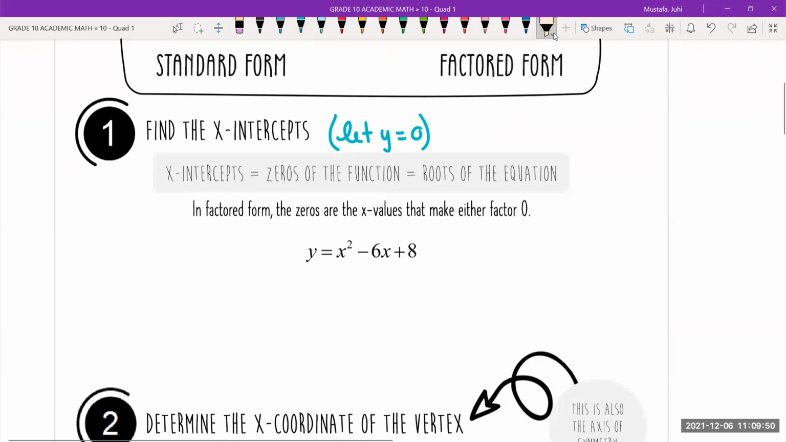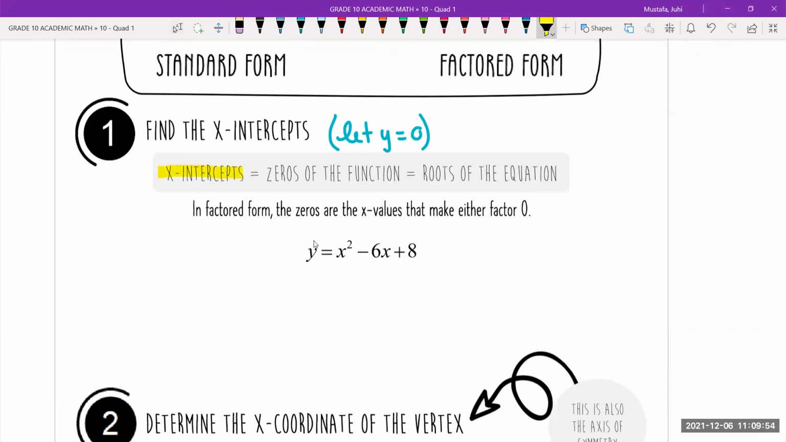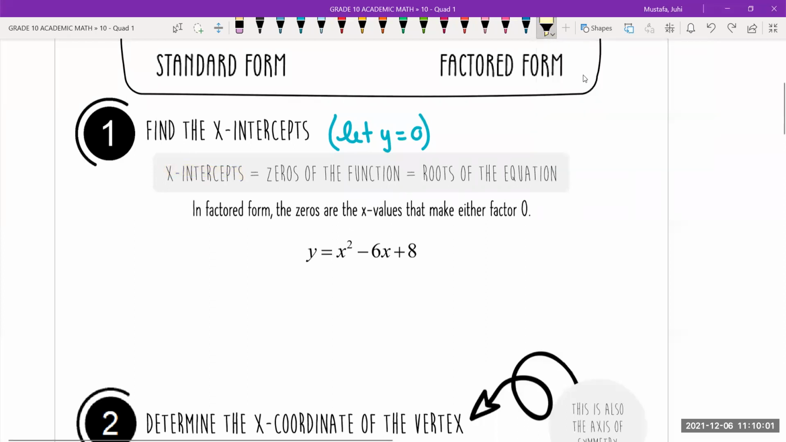One of the things I do want to point out is these words. The word x-intercept, it's too dark. One second, let me change it to something lighter and a little bit thicker. The word x-intercepts, the word zeros, and the word roots are all interchangeable. If I'm asking you for the roots, I'm asking you for the x-intercepts, you're going to let y equal 0. If I'm asking you for the zeros, I'm asking you for the x-intercepts, you're going to let y equal 0. So just be familiar that all three of these words are asking you for the exact same thing.